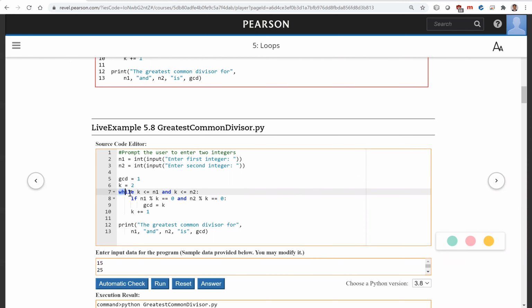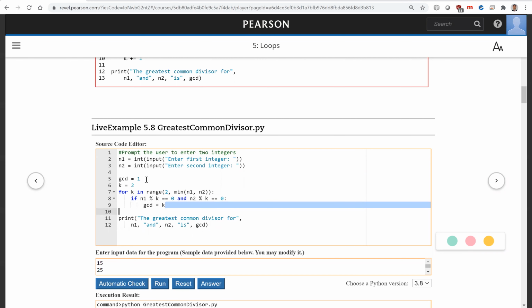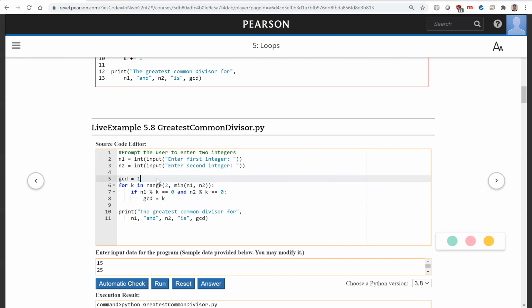Now you can rewrite the program. You can actually use this for loop, for k in range starting from 2, but I'm going to use the min between n1 and n2. This is actually all you need, min of n1, n2. So you don't need this k to be incremented, and you don't have to have this k anymore. And we're going to write this program.